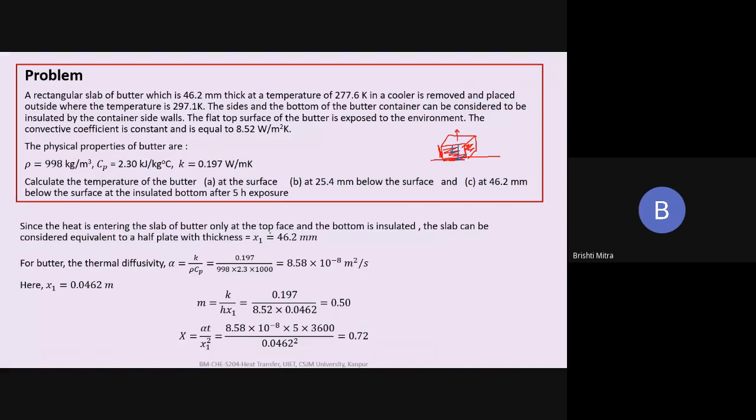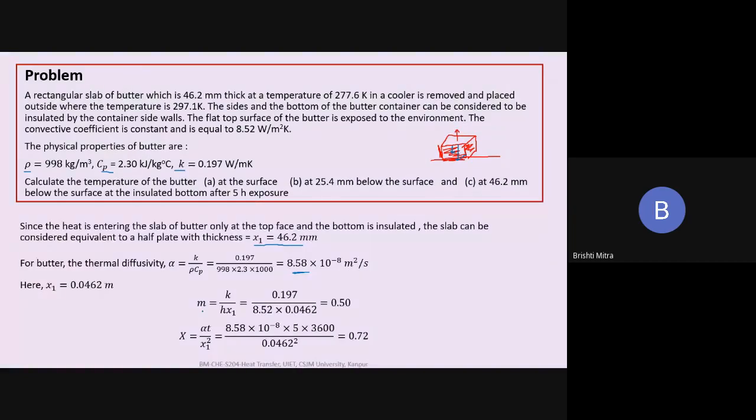And so my thickness, that is x1, is equal to 46.2 millimeters. And for butter, the thermal diffusivity can be calculated. In the last problem, we were given the value of alpha. In this case, we are not given, but we can calculate it. What is thermal diffusivity? K by rho Cp. We have been given the density value, the Cp value, and the K value. So let us calculate it. This is the value of K. This is your density. This is your Cp value converted into joule, not kilojoules. And this is my value of alpha, a very small value of 8.58 into 10 to the power minus 8.